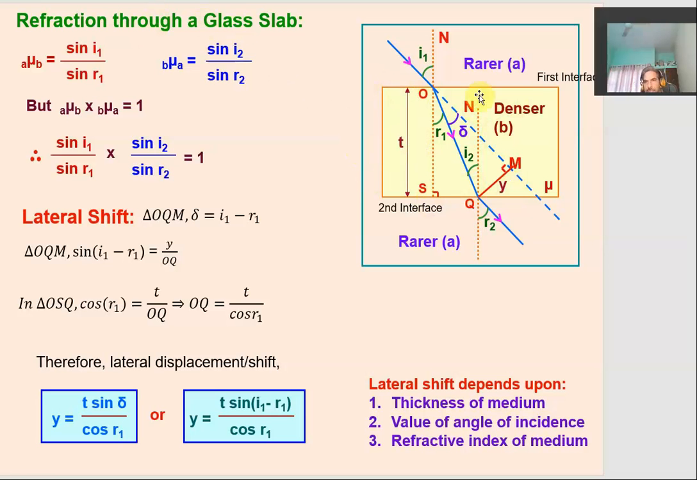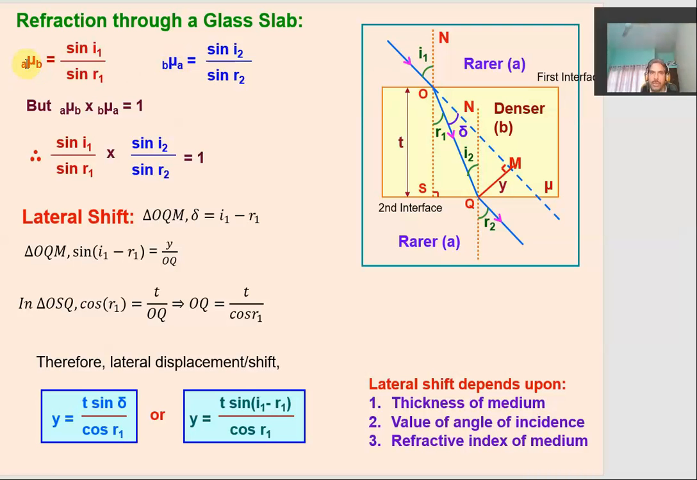So at the first interface we apply one law of refraction, which is Snell's law. It simply says that the refractive index of medium B with respect to A, that is mu B, the refractive index of B divided by the refractive index of A.